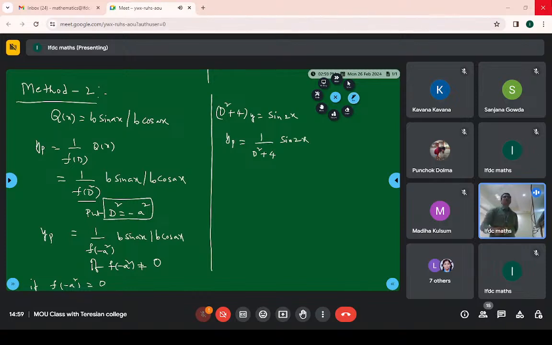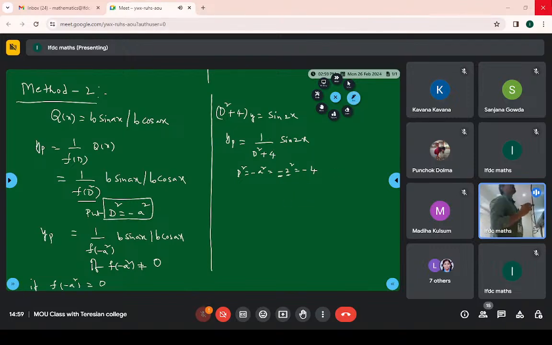Am I right? Generally, if d square term is there, what do I need to substitute now? D square is equal to minus a square. So minus 2 square. It is nothing but minus is separate, 2 square is separate. Don't confuse, I am not writing minus 2 whole square. I am writing minus 2 into square. Minus separate, 2 square separate. So because of that, this must be minus 4.